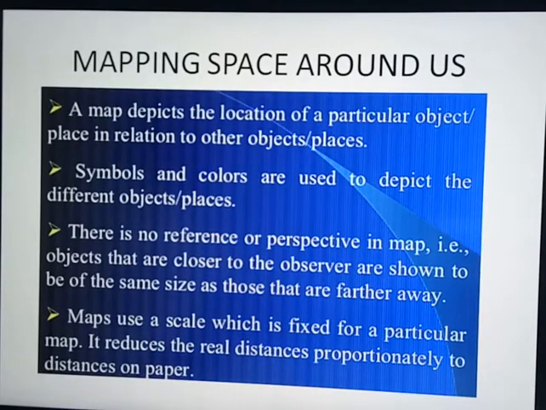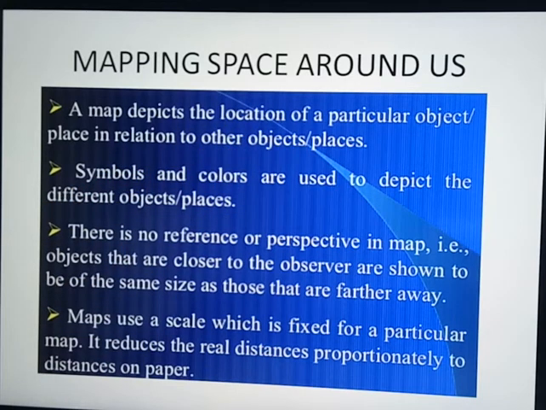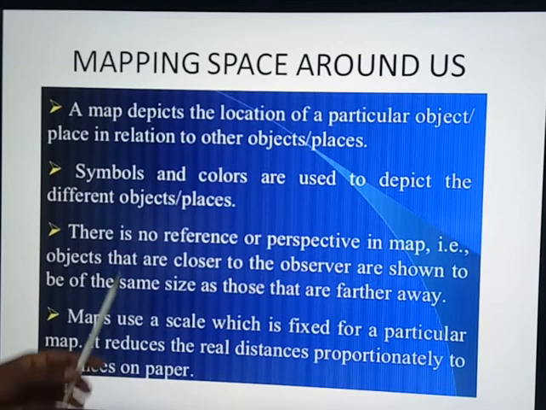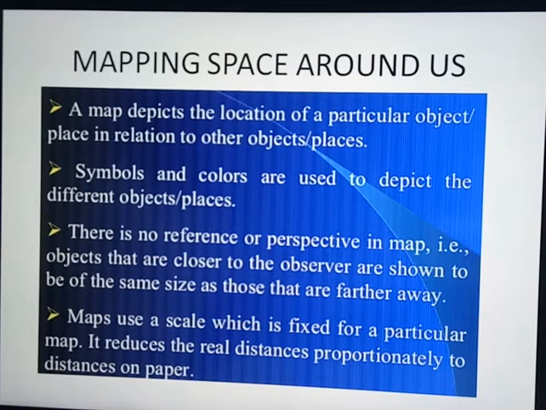In the space around us, a map depicts the location of a particular object or place in relation to other objects. Suppose you want to show the address of your school, you will give the route map. From Tumkur to the school, you will show the bus station, railway station, hospitals, DC office, forest area, then your school. All these things you have to depict there. Then only you will get the map of that particular school or place. In relation to that, some other objects also will be placed in the map.